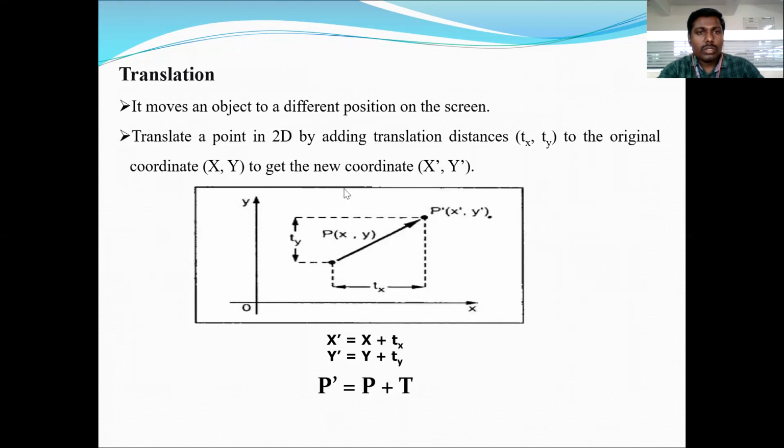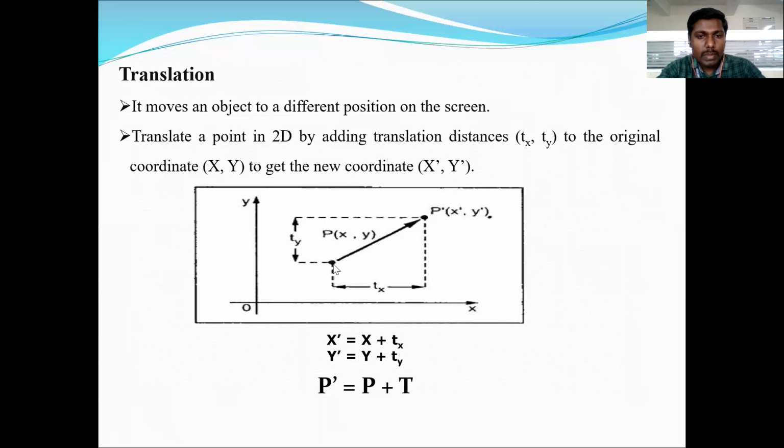translation. While discussing translation, we first look at the diagrammatic representation, then we go to the theoretical aspects. Consider this diagram. In this, we have two endpoints, x and y. In that, I'm giving P of x comma y, which we consider the original position.